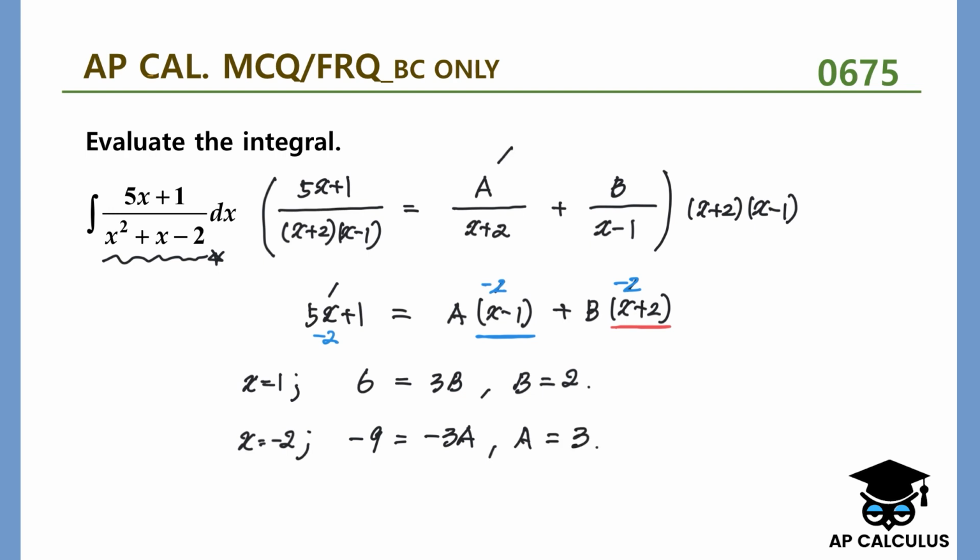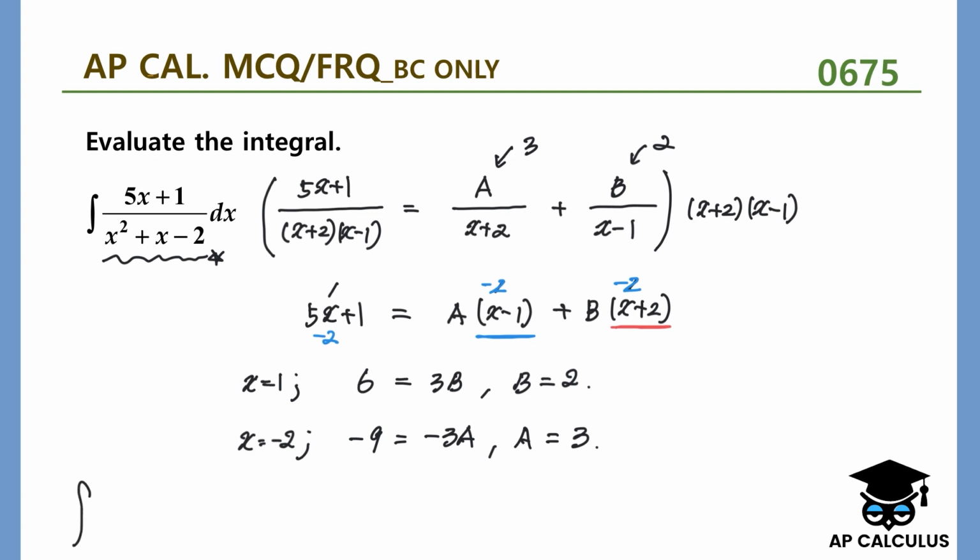So substitute 3 for a, 2 for b. This expression is equal to all of this expression when a is equal to 3 and b is equal to 2. All right? The question was to find the antiderivative of this expression, right? So what we can do is just find the antiderivative of this expression since these two expressions are equal. Does that make sense? Okay, so I'm going to find the antiderivative of these two expressions separately.